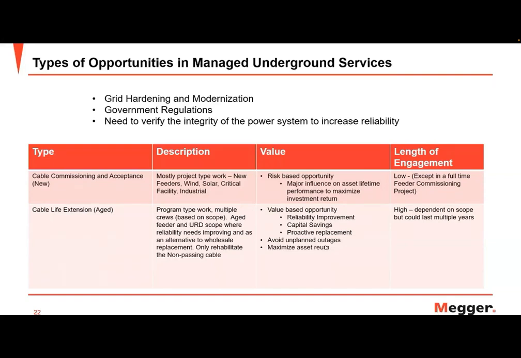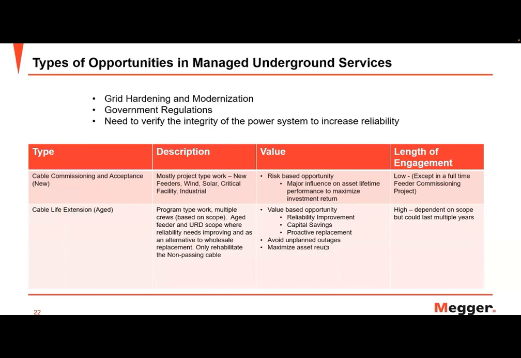With new assets, we can offer cable commissioning and acceptance testing. And this is mostly project type work where we would maybe help you verify the integrity of new feeders or the cables at a wind or solar farm, and certainly at critical facilities. And typically this is an insurance policy at the beginning of life for that cable. As you get the defects out of a new system, it's going to have a major influence on asset lifetime performance, and it's going to help you maximize your investment return. Typically, these types of engagements are pretty low.